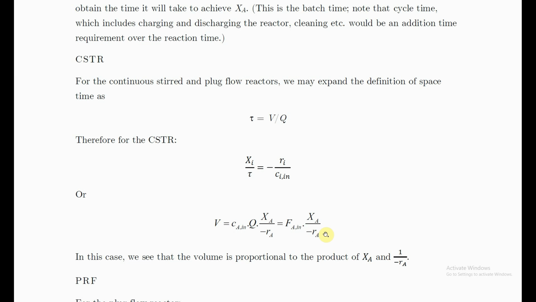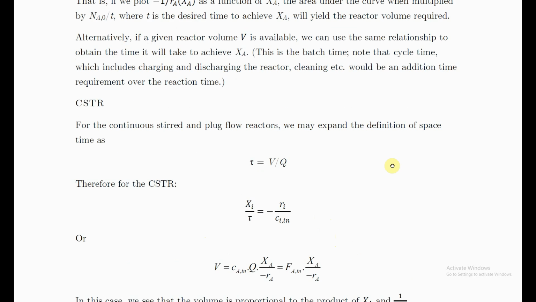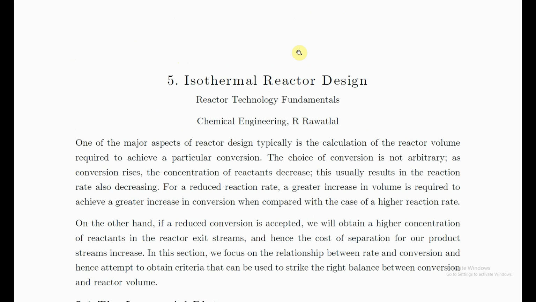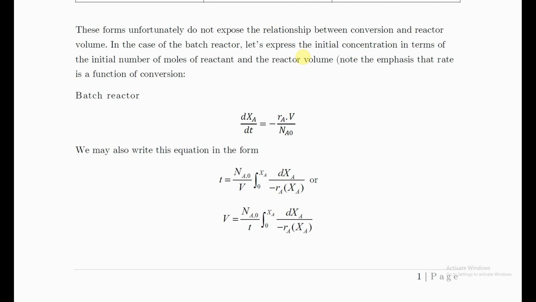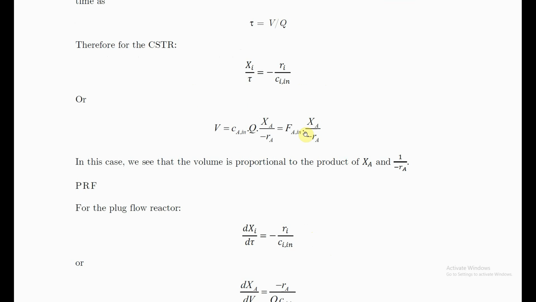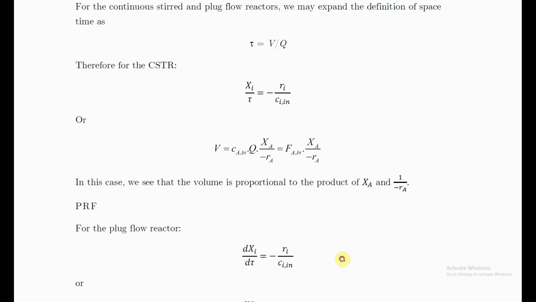And now again we can see the volume is proportional to an x in the numerator, and that's divided by minus RA. So there's some similarity with our batch case. We said a similar thing in the batch case, right? In the batch case we had something to do with x on the top, and then 1 over RA. So we are seeing a similar thing for the CSTR here.